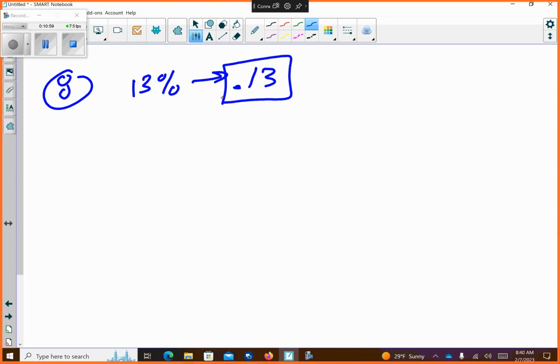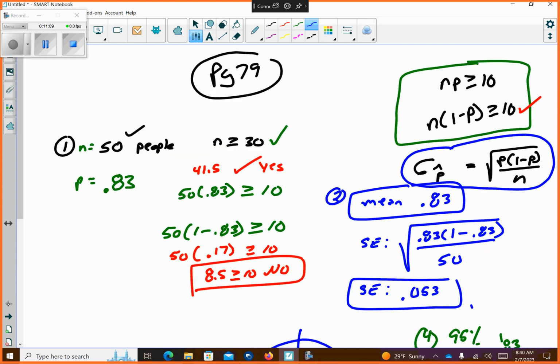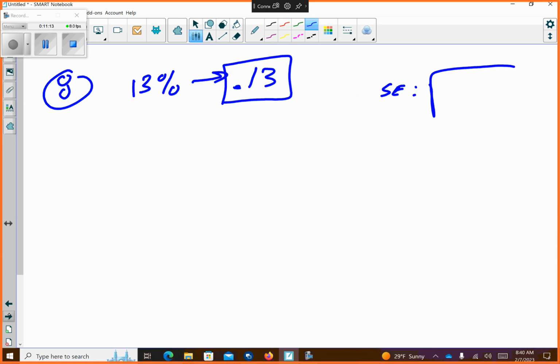We want to find our standard error. Our standard error is going to be, I forgot the equation off the top of my head, the square root of p times 1 minus p over n. Okay, so if we took a sample of 36 people, we want to create a normal distribution on this, so I'm going to find my standard error.